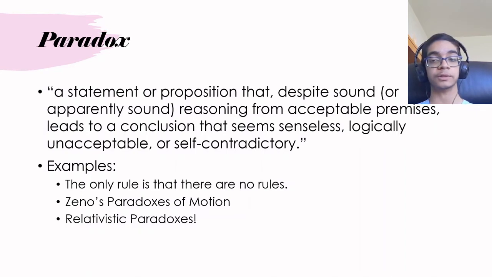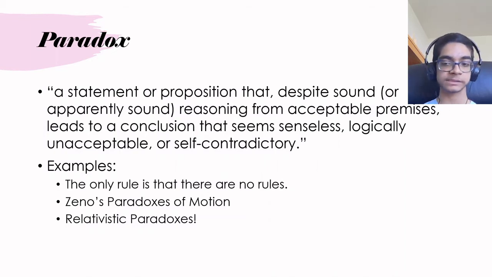Another one, which you may have heard of, are Zeno's paradoxes of motion, which, if you haven't, I highly recommend checking out. But they were postulated by the ancient Greek philosopher Zeno. And some of them, for example, describe how you can only traverse a distance in half increments.